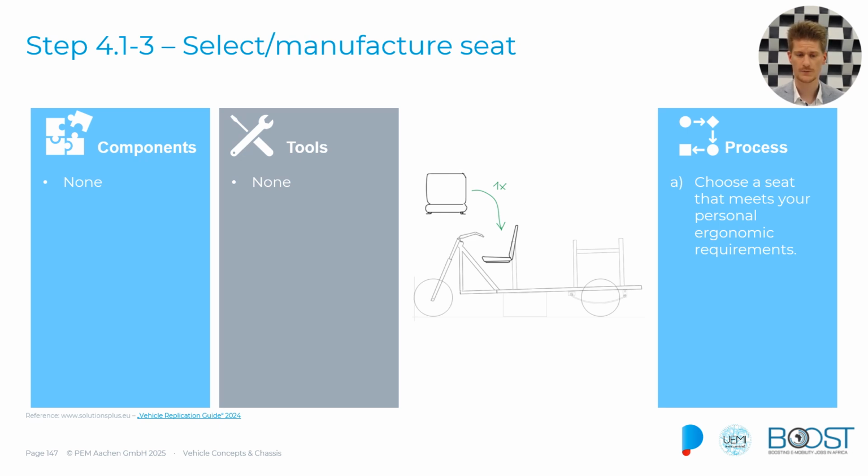Once we've established that, we will move on to the selection or manufacturing of the seat. You can choose a seat that you find on the market that fits your ergonomic requirements. You can try to recreate or manufacture a seat on your own. But in this case, we would refer to taking a seat out of the market, for instance a motorbike seat or a car seat.